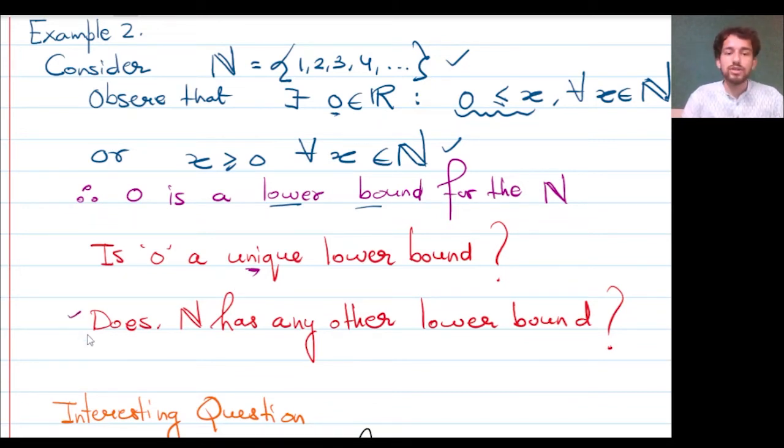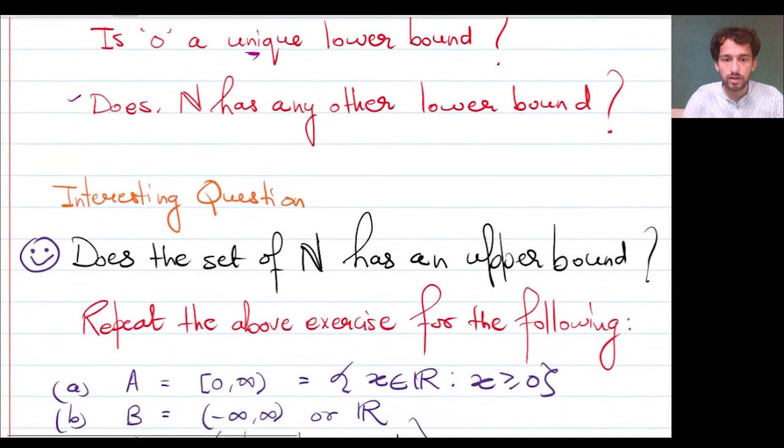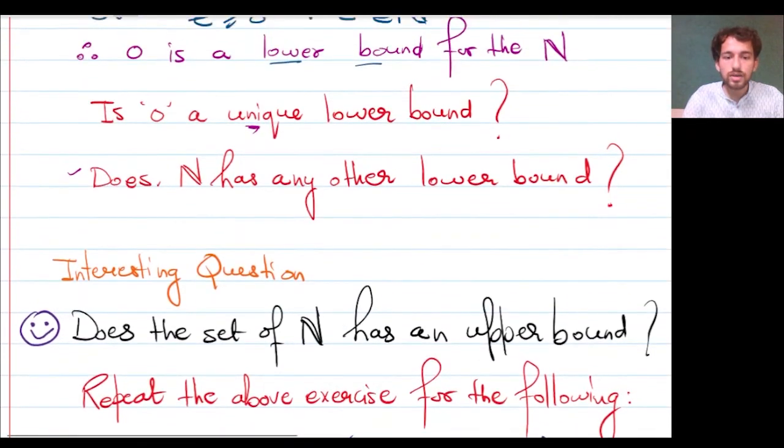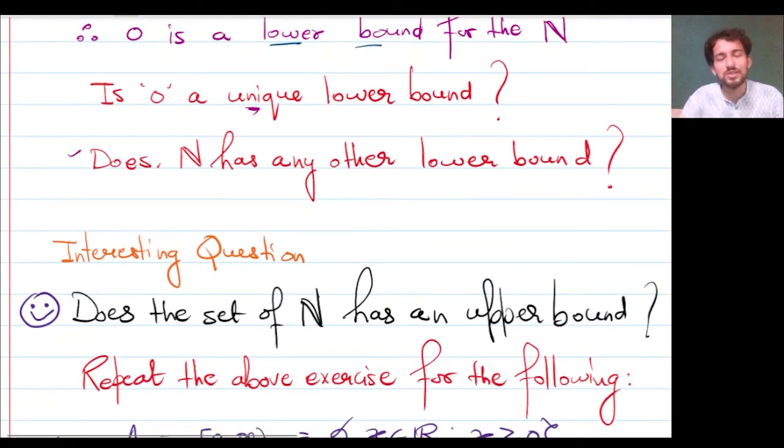That you have to answer to me. Or does the set of natural numbers have any other lower bound? So try to answer me in the comment box. Let's move ahead to the next part of the lecture. Now there are some interesting questions which we should think about ourselves. Does the set of natural numbers have an upper bound?